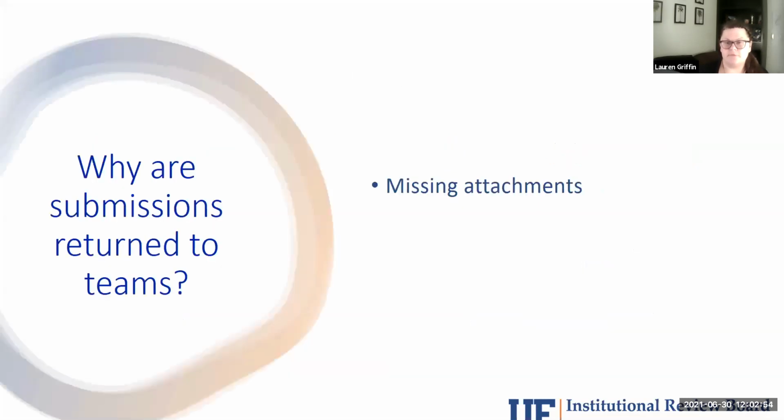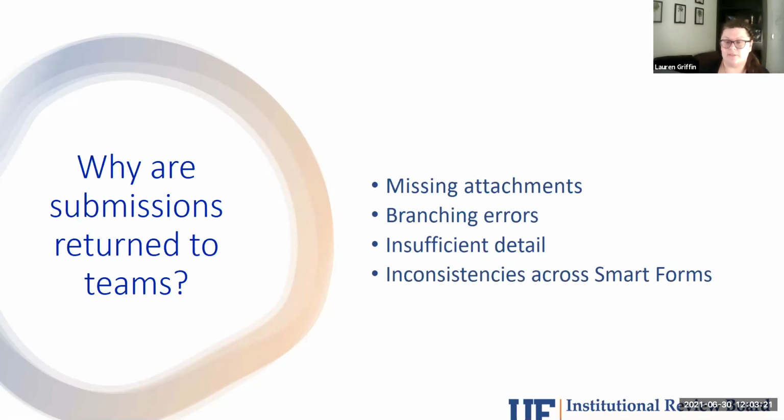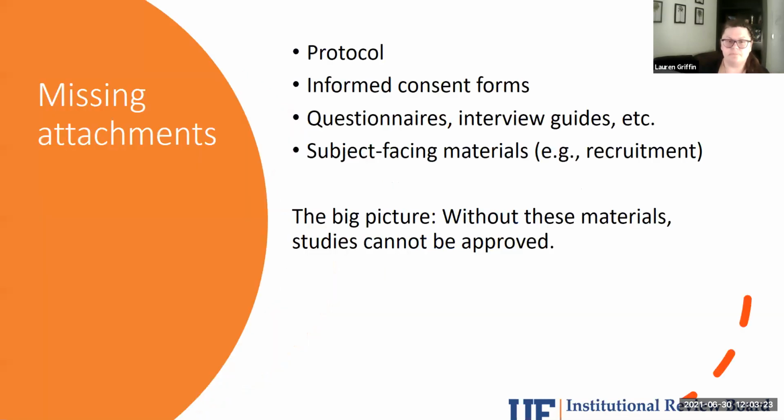Since there's a variety of junctures where studies can get returned to teams, the goal of today is to go over some of the big things that we as the IRB staff and as reviewers see from studies that end up causing little hiccups or requiring additional clarification. So we're going to be talking about missing attachments, branching errors, insufficient detail, and then inconsistencies across smart forms.